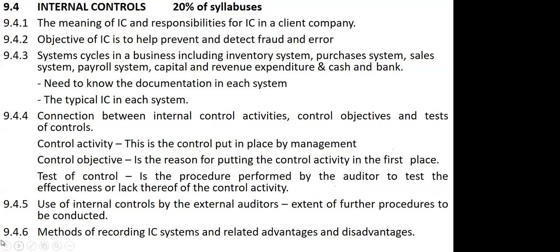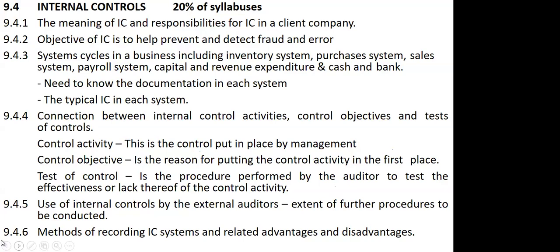Test of control is the procedure performed by the auditors to check the effectiveness or lack thereof of the control activity. So if we want to test the control of authorization, we can pick orders that have been raised and executed and confirm whether or not they've been authorized correctly by the correct person. We are testing the control. Very, very important. We must know the use of internal controls by the external auditors, basically to determine the extent of further procedures that should be undertaken.